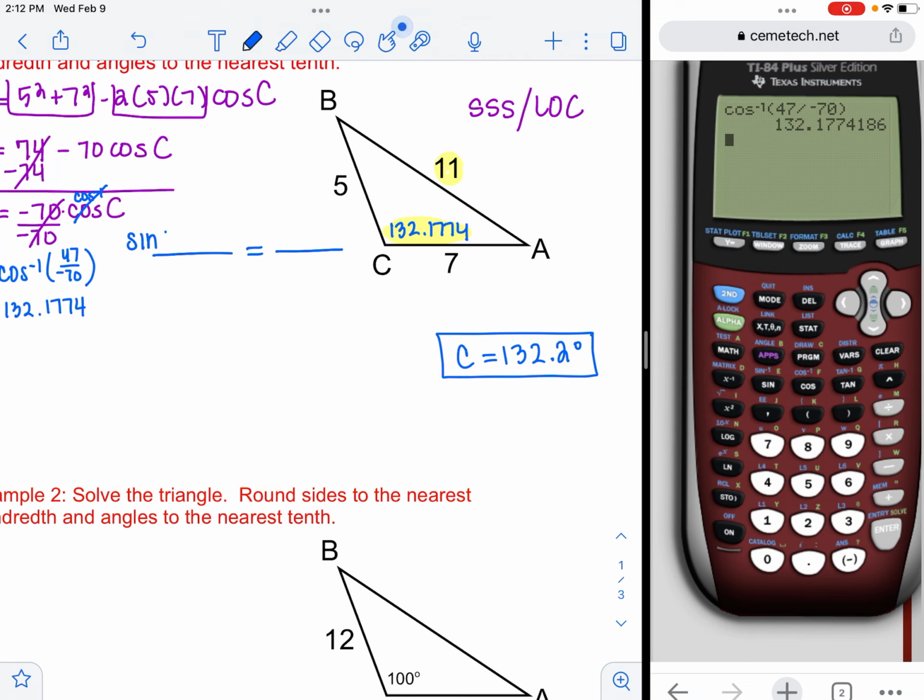So I'm going to do sine of 132.1774 over 11 is equal to, and now I've got to pick an angle to solve for, angle A or angle B. I'll do angle A next. So angle A would be sine of angle A over its opposite side, which is 5. If I would have done B, it'd have been sine of angle B over 7. Cross multiply to solve for angle A. So I have 11 times the sine of angle A is equal to 5 times the sine of 132.1774. Divide both sides by 11.